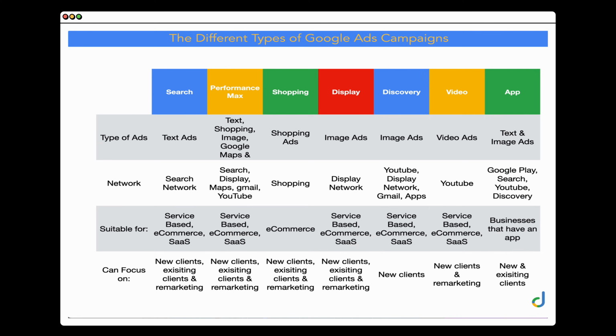And then finally is the app campaigns, which is text and image ads. Now, this is going to come as no surprise, that obviously you need an app, and these ones run in the Google Play, Search, YouTube, and Discovery.